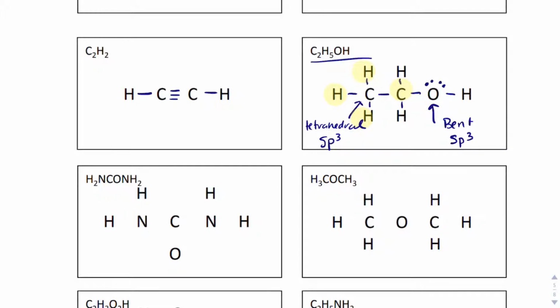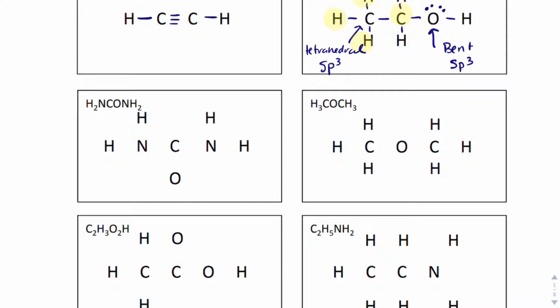Okay, now let's look at this. Hydrogens always form 1 bond. Carbon typically forms 4 bonds, so 1, 2, 3. And I'll figure out the 4th one later. Nitrogen typically forms 3 bonds, so what that means is that these guys are probably good.